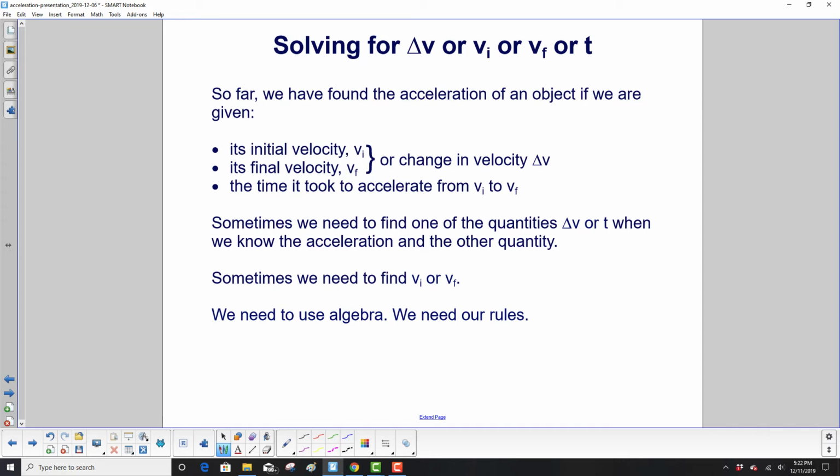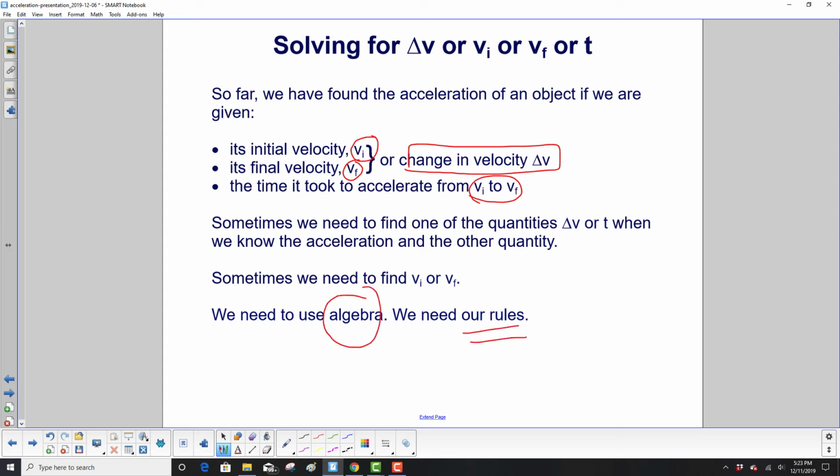So this experiment and work we've done previously enables us to find the acceleration of an object if we are given either its initial velocity and its final velocity, or just the change in velocity delta v, because delta v is vf minus vi, and then the time it took to accelerate from vi to vf. Sometimes we need to find one of the quantities, delta v or t, when we know the acceleration and the other quantity. Sometimes we need to find vi or vf. We need to use algebra.